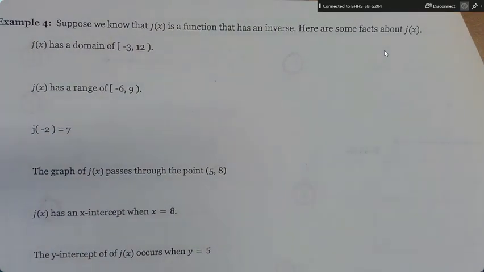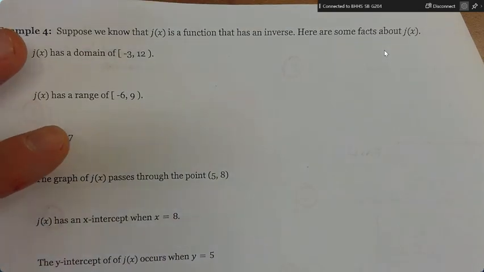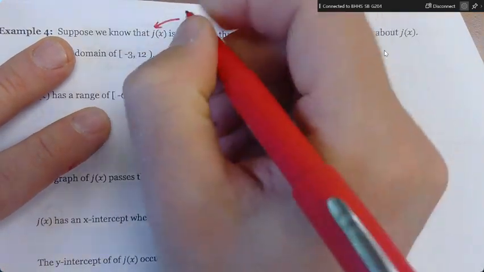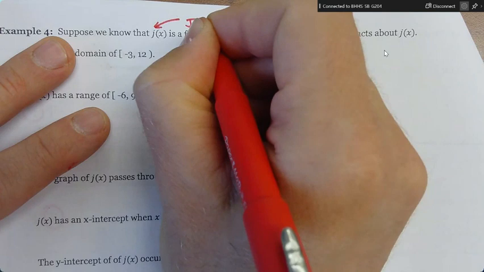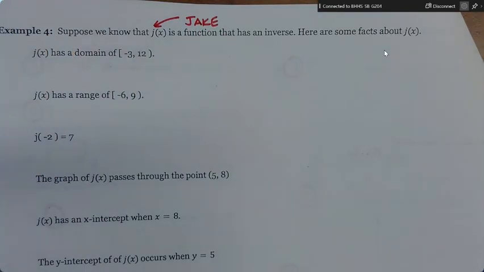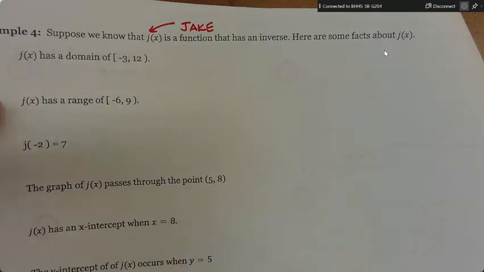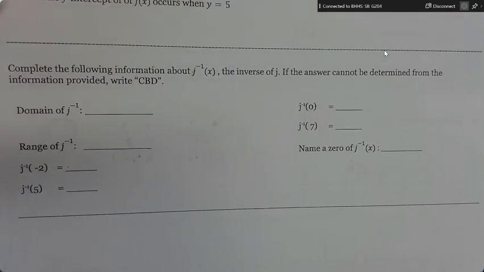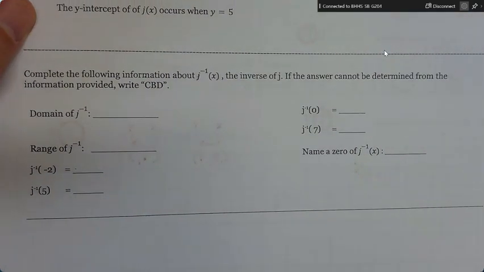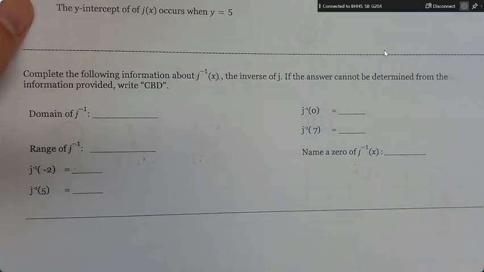Okay, so I'm going to tell you about some of my favorite functions. Jake. Here's Jake of x. I'm going to tell you a bunch of stuff about Jake of x, and then down here, it's going to be your job to tell me about inverse Jake, evil Jake, bizarro Jake.